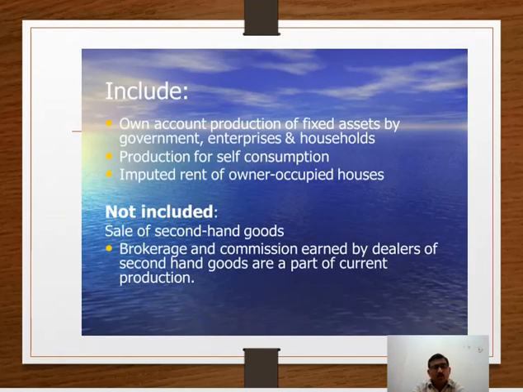Now what it should include and what it should not include. Production of fixed assets on own account by government enterprises and households should be included. Production for self-consumption is to be included. Imputed rent of owner-occupied houses must be included while we calculate national income by the value added method. But sale and purchase of second-hand goods is never included, as is also the case in the income method, but commission paid on them is always included in the estimation of national income.